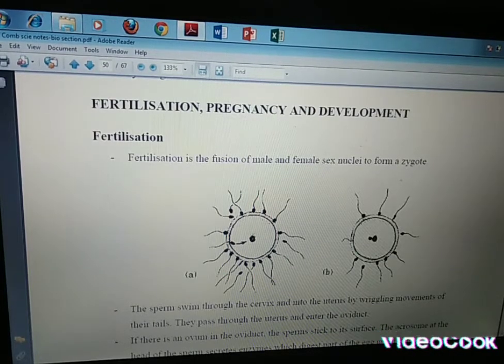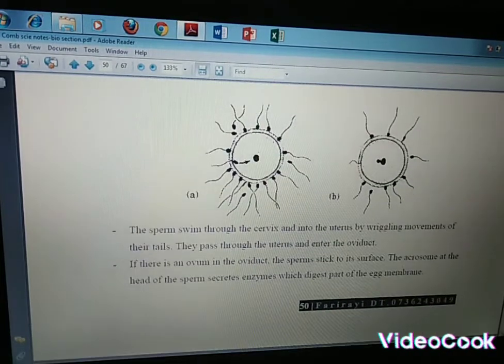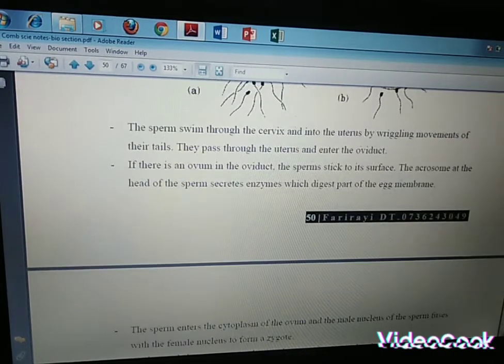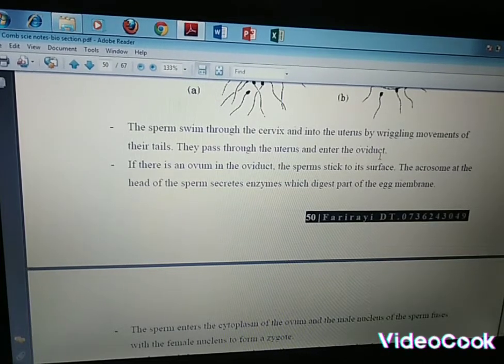Once it is in, it creates a layer in such a way that others cannot come in, because it is the one that has got in, right? The sperm swim through the cervix and into the uterus by wriggling movements of their tails. Remember, they've got tails. They pass through the uterus and enter your oviduct. Remember, in the oviduct, that's where fertilization takes place. The oviduct is the fallopian tube, right?